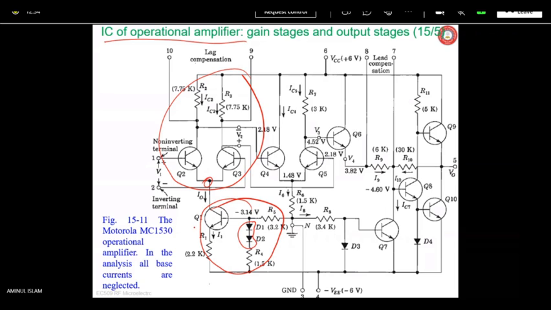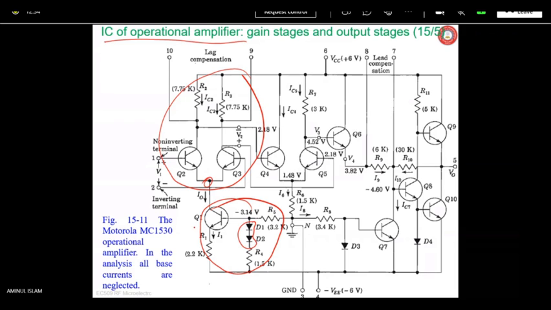Note that Q7, this one, is biased by D3. D3 is diode 3, biased toward that. We know the voltage across this diode is 0.7 volt. Remember? Yes or no? Yes, sir. And this one's VBE is also 0.7 volt, so it is properly biased. There is not a drop anywhere.